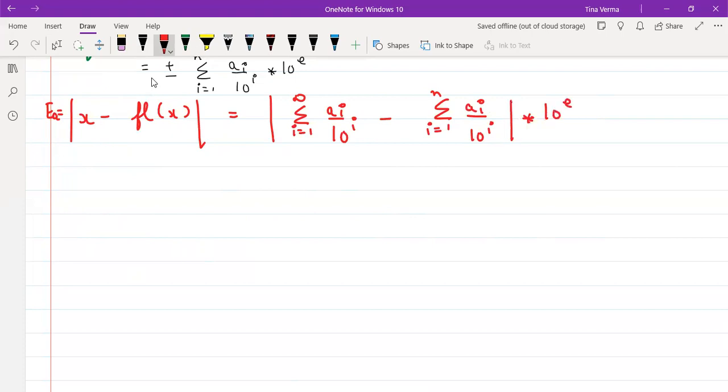Can I write like this? Yes or no? Because they have the same 10 raised to the power e base, I have written it out, because I have to just subtract the number that is in the mantissa part, right? So what will the subtraction be? Yes. So the summation will have i equal to n plus 1 to infinity.